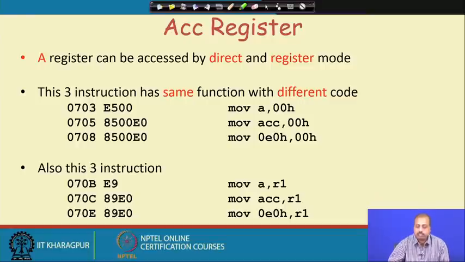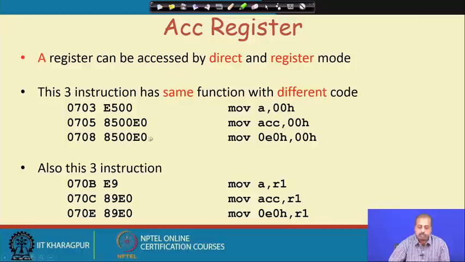These three instructions have the same function with different types of code. The address of the A register is E0. We can have MOV A, 00, which is coded as E5 00. Then MOV ACC, 00 hex, which is coded in a different format, 85 00 E0. Similarly, MOV 0E0, 0A, which is also the accumulator, since E0 is the address of the A register. So all these are the same.